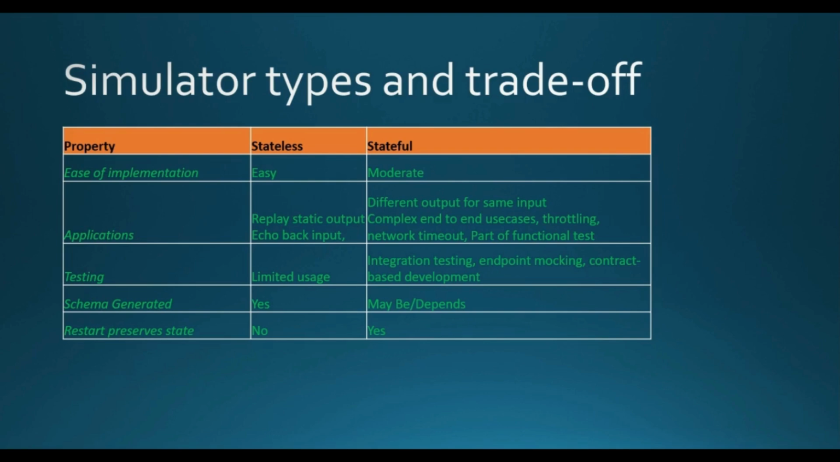So these are the typical applications for stateless versus stateful. Stateful gives a different output for the same input. Take a scenario where a customer's account goes through a cycle, from provisioning to activation to suspension. You send a request for the same customer ID and it returns provisioned; the second time it is active; the third time it is suspended. That way you can simulate various scenarios on your client side which is consuming the given APIs. Network timeout we discussed before.